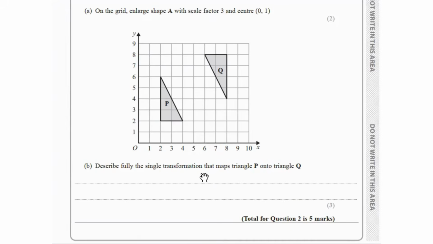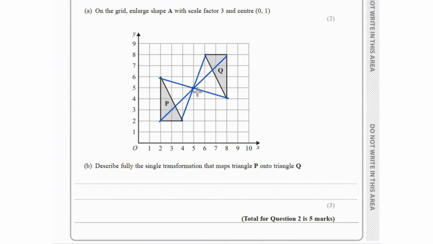Describe fully the single transformation that maps triangle P onto triangle Q. So for the transformation, what's happening over here is that we're rotating shape P 180 degrees about the center (5, 5). Why is it about the center (5, 5)? Because if we connect corresponding points on both the shapes, they pass through the point (5, 5).